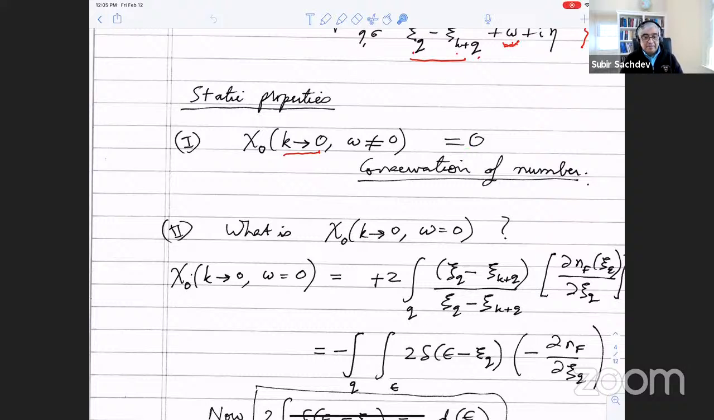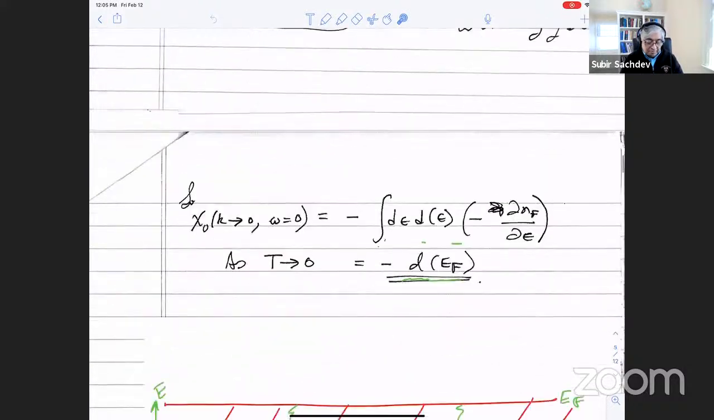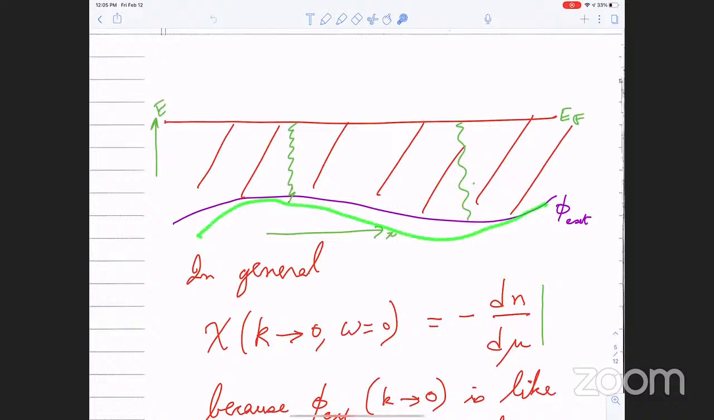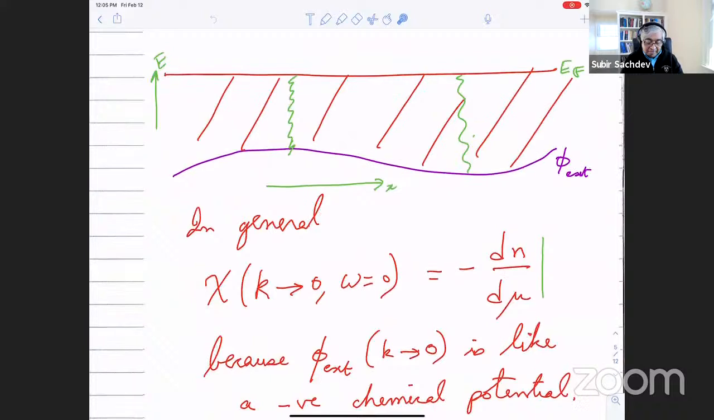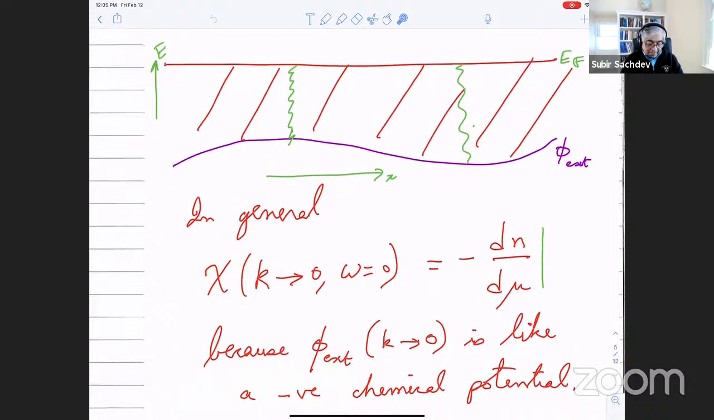On the other hand, the more physical response is the opposite order of limits, where you take a static response so that omega is zero, but the wave vector is not zero. It could be very long, but it's not exactly zero. This corresponds to imposing some slowly varying but static potential. Electrons will flow from the high potential region to the low potential region, so there'll be some decrease in density here and increase in density there. That is precisely a measure of what's called the compressibility, because locally in this region, phi just looks like a chemical potential. So the compressibility is given by this limit of chi.